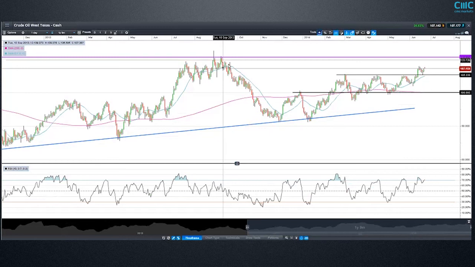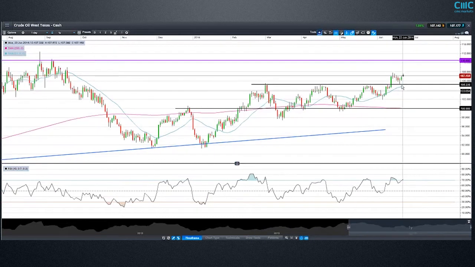WTI, similar looking situation. Here's the consolidation we had on the daily chart. Broke above this 105 level. Touched back down, which is a good corrective move. Can zoom in a bit there. See, we've got a kind of doji slash hammer pattern off that area. Now we're pushing into the highs again.